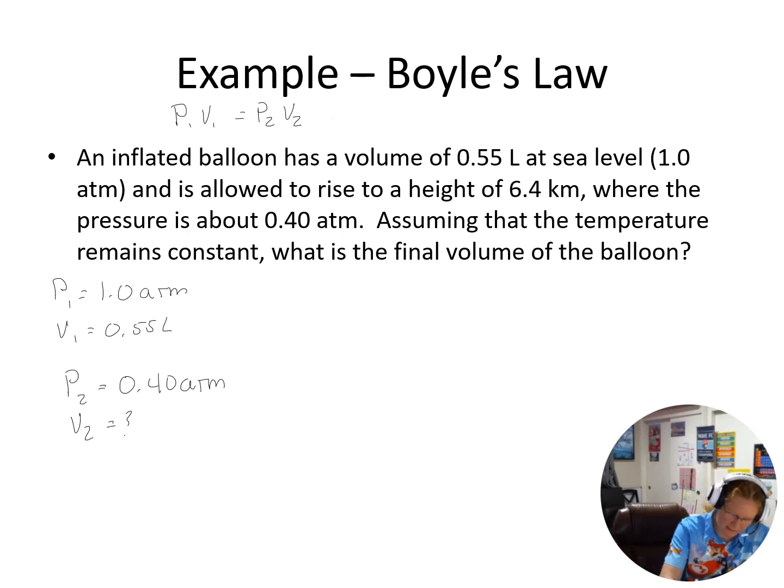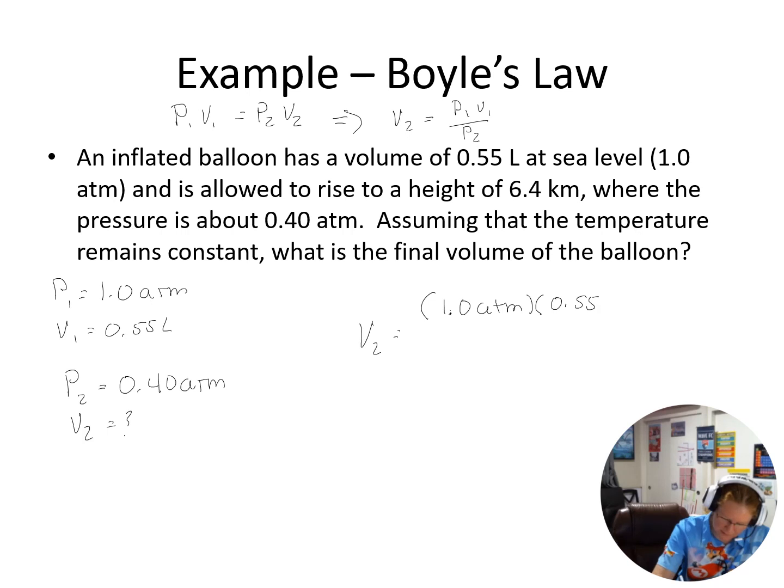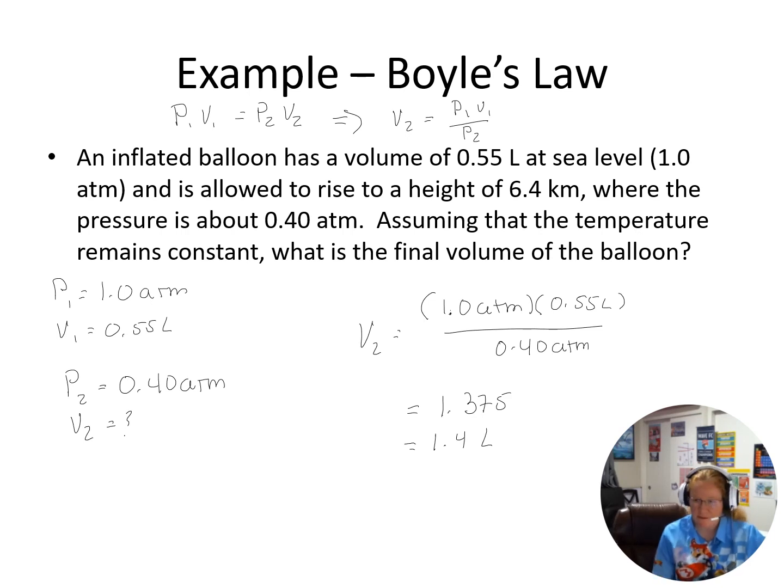So if I rearrange this for V2, V2 is going to be P1 V1 over P2. Okay, so since I defined my variables, now it's easy to plug them in. So 1.0 atmospheres times 0.55 liters over 0.4 atmospheres gives us 1.375. We have two sig figs, so we're going to get 1.4 liters. Okay, so the pressure went down and the volume went up.